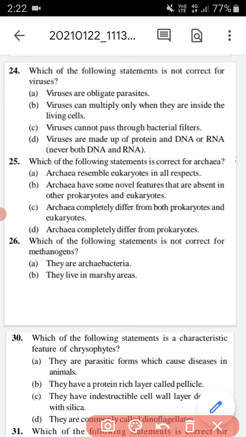Let's check the fourth one also. Viruses are made up of protein, DNA or RNA. Never both. Yeah, this is also right. So the incorrect statement is option C for question number 24.